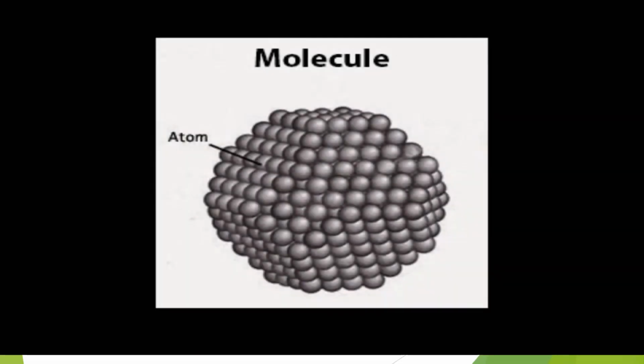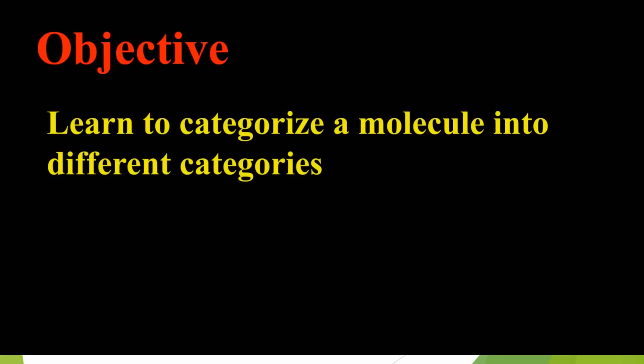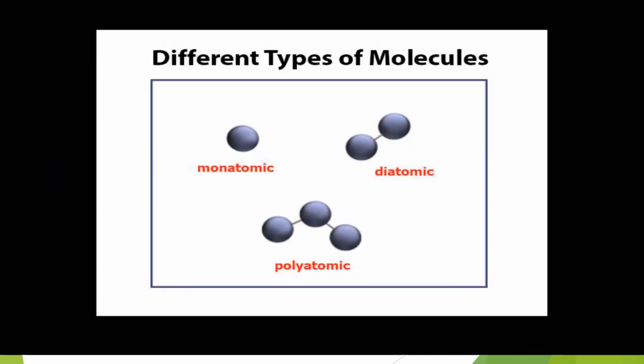We know that a molecule is made from two or more atoms. In this video, we will learn to categorize a molecule into different categories based on number of atoms and type of atoms. Let's first learn about different types of molecules based on the number of atoms in it.